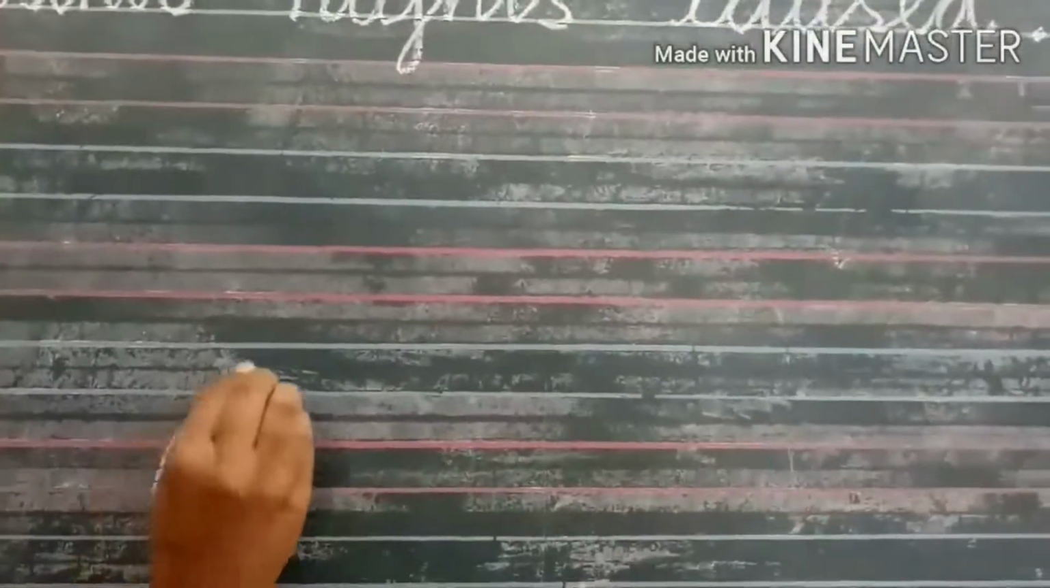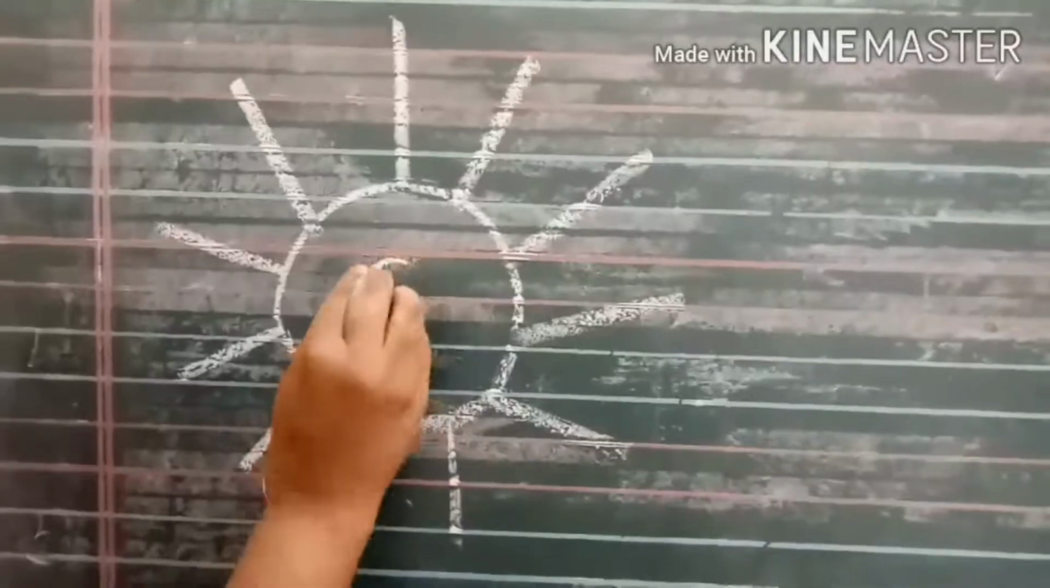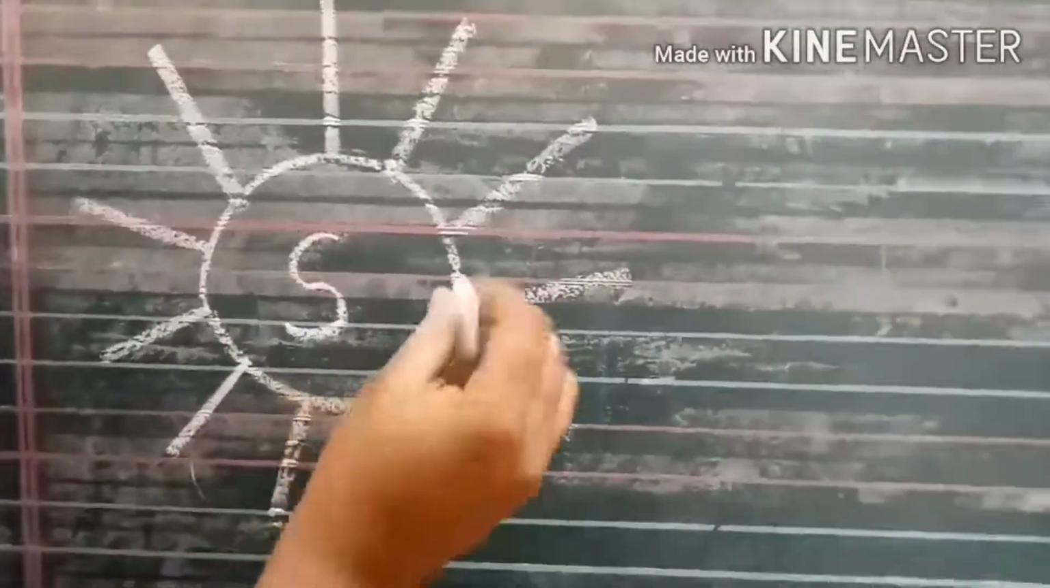Children, now draw a circle and draw some lines around the circle as it is possible. Now write S in capital inside the circle. Now use a scale to draw arrow marks. One by one, children.